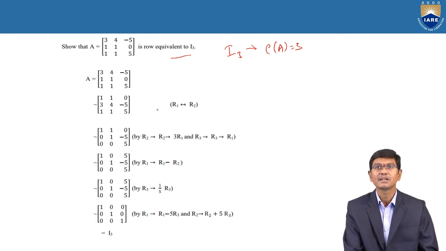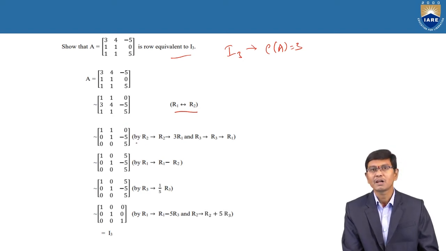On this matrix, we are interchanging R1 and R2. R3 has no change; R3 is the same values 1 1 5, and we are applying only the interchange of R1 and R2. Therefore, the first row is changed to 1 1 0, and the second row is changed to 3, 4, minus 5. And again, our concept is to reduce to the normal form of a matrix.